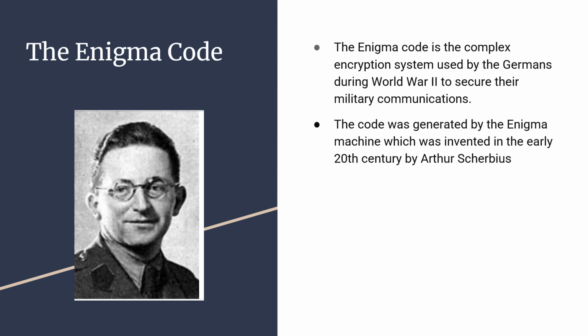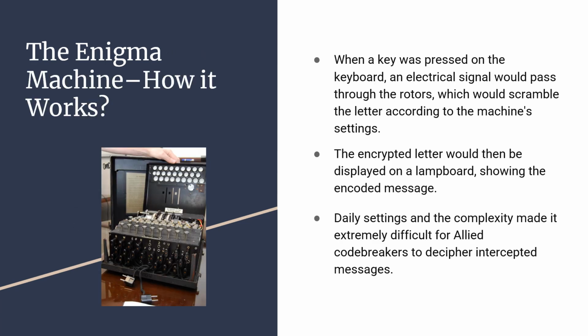So now that we've talked a little bit about what the Enigma code actually is and how we got it, I'm going to talk to you about how it works. The Enigma machine itself was a mechanical device that resembled a typewriter, and you can see a picture of one on the left there. It consists of a keyboard and a series of rotating discs called rotors. There were typically 3 or 4 of those rotors, and also a plug board and a lamp board on the machine.